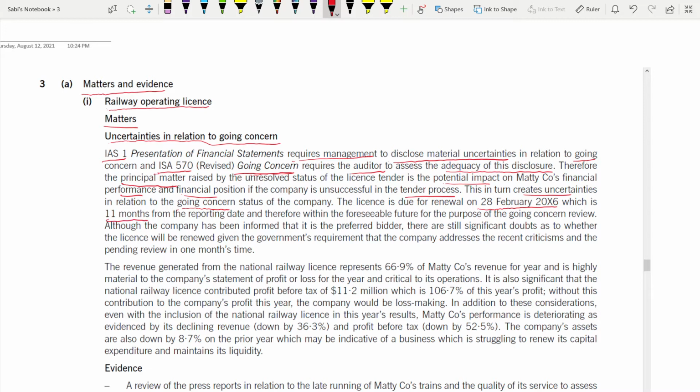11 months. And therefore, it is within the foreseeable future also. It's not something beyond 12 months. It is within the 12 months period. So you can foresee this easily. So for the purpose of going concern review, this is a foreseeable future.